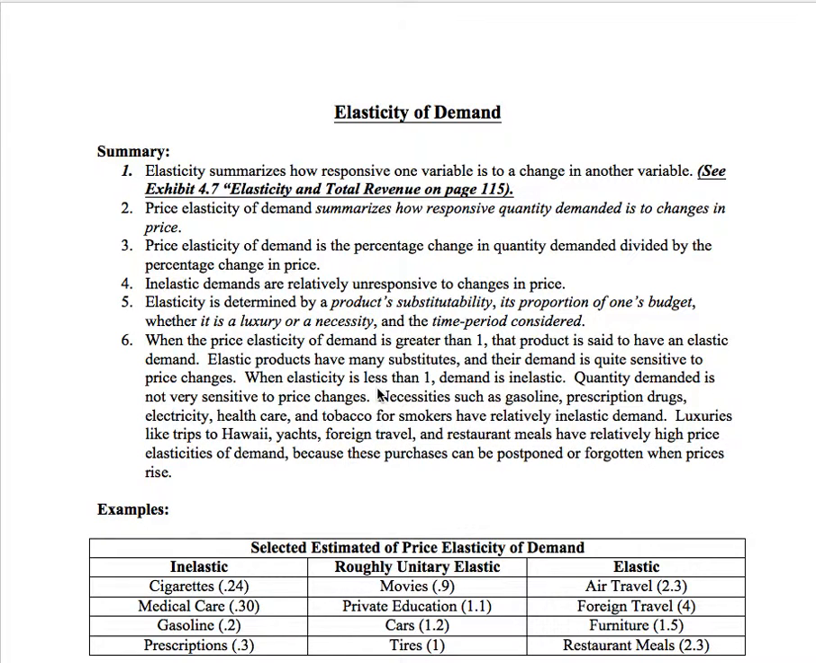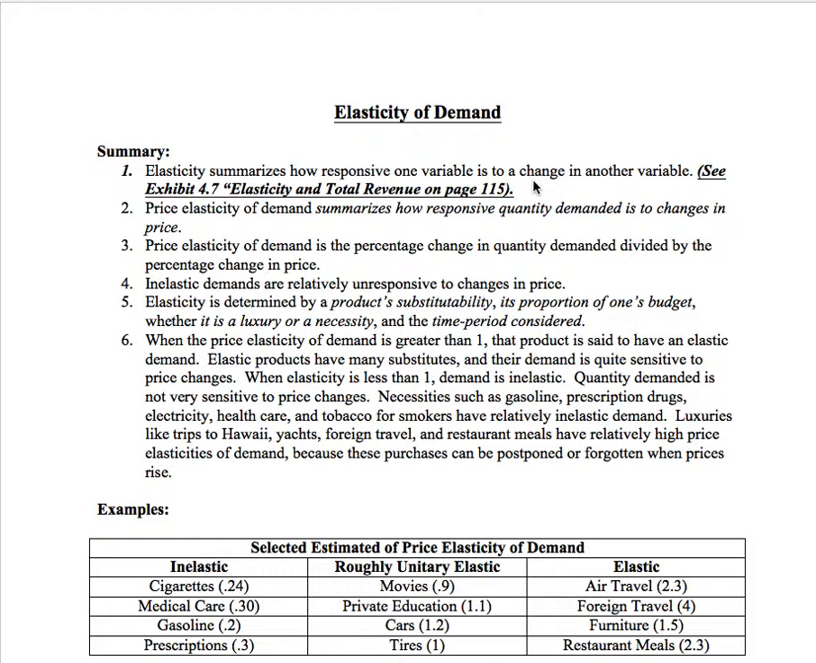And then I want to look at an application, and with that application, I want to demonstrate the formula or equation that you will use this week for the assignment that I have posted. So, in regard to elasticity of demand, there's a good exhibit, a table, as I've identified here, 4.7, that looks at elasticity and total revenues over on page 115 for you to review.